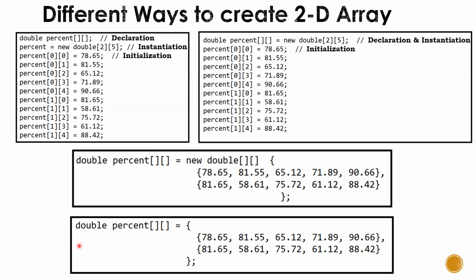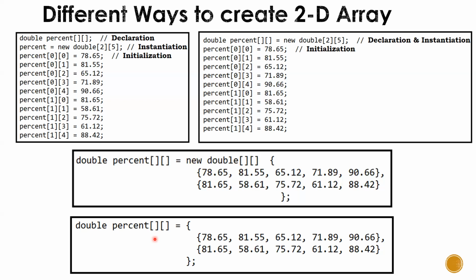Similarly, we are creating an array with the fourth option, where we are not explicitly instantiating an array, but the instance will be created internally. This is how you can create a two-dimensional array with 4 different options.